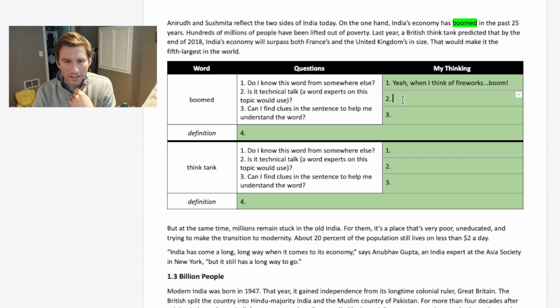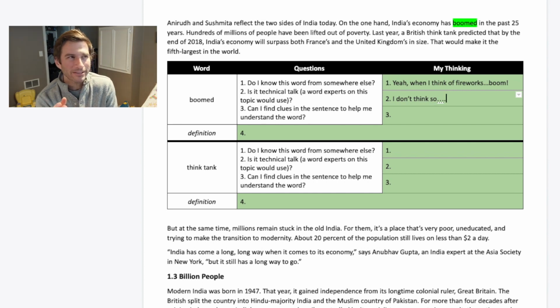A word that experts on this topic would use. And I don't really know if this one's technical talk. I'm going to say I don't think so, because I don't think this is actually technical talk. And we've got a couple of examples coming up here that are going to be more technical talk, and so you can kind of see what they mean.